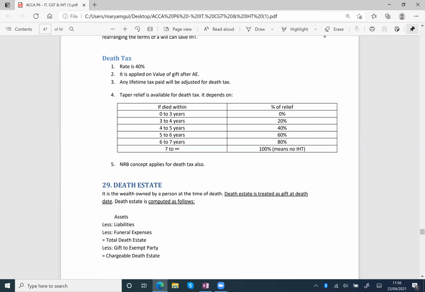If you die within 3 to 4 years of gift, 20% taper relief. 4 to 5 years of gift, if you die, 40% taper relief available. 5 to 6 years, 60% taper relief available. And 6 to 7 years, 80% taper relief available. After 7 years, 7 to infinite years, if you die, then 100% taper relief available. And fifth point, nil rate band concept applies for death tax also.